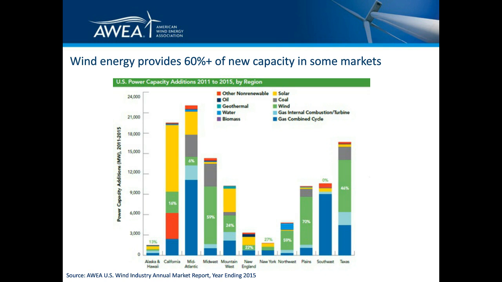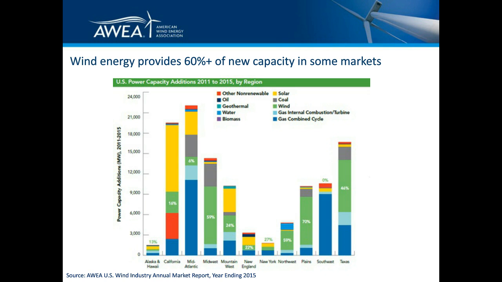You can see that in at least 3 of those markets, the Midwest, the Northwest, and the Plain States, we're capturing approximately 60% or more of new installations over the last 5 years. And then in Texas, a state that has been dominated by a lot of natural gas build out, we are actually the largest new source of power generating capacity in that state over the last 5 years. Not a majority, but we're still the largest new source.